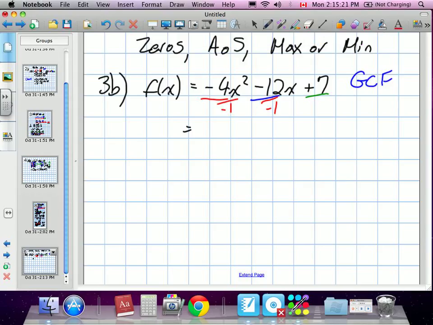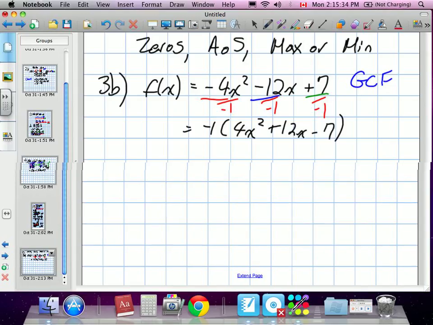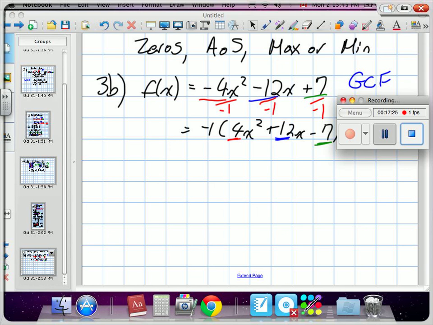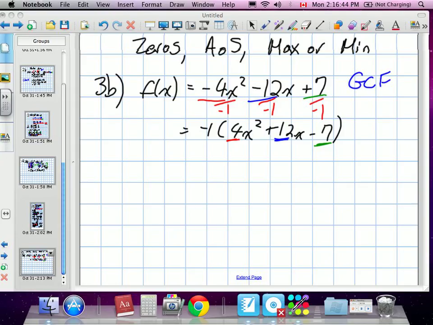When I divide all terms by negative 1, we're going to have the same coefficients. They'll just have opposite operations in front of them. So now that I've done that, our a term is positive. Now I need to factor this. So I'm going to factor my terms.